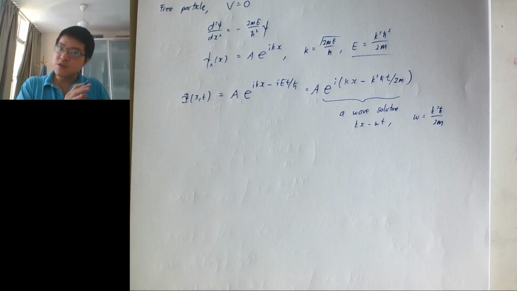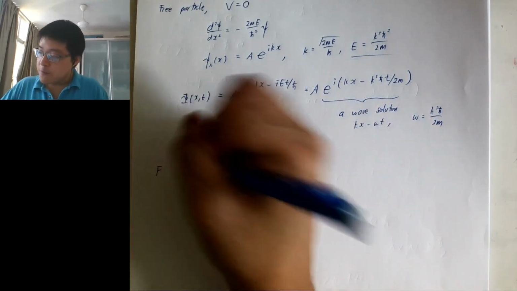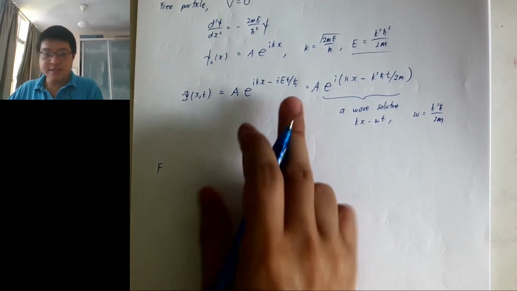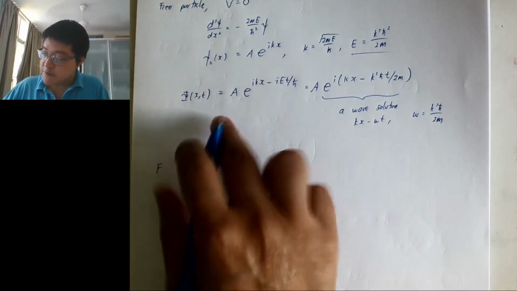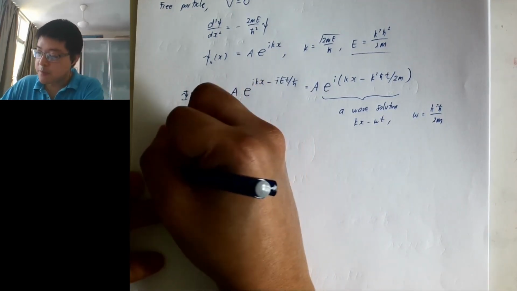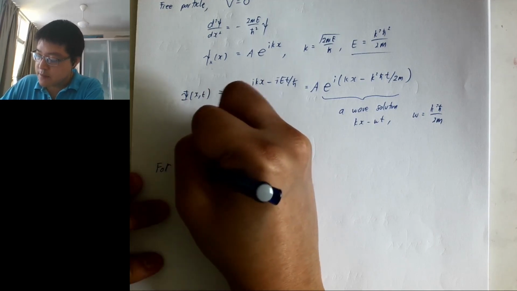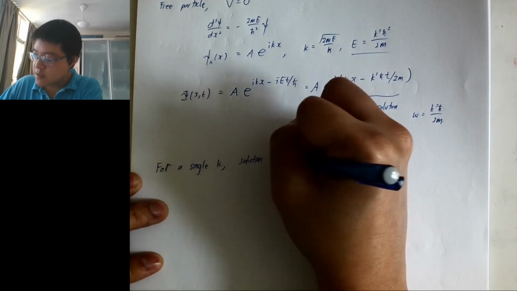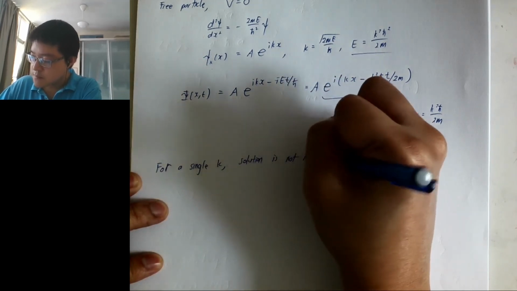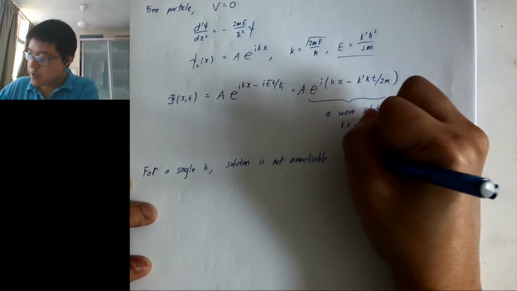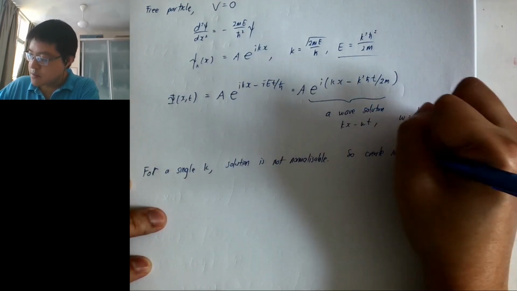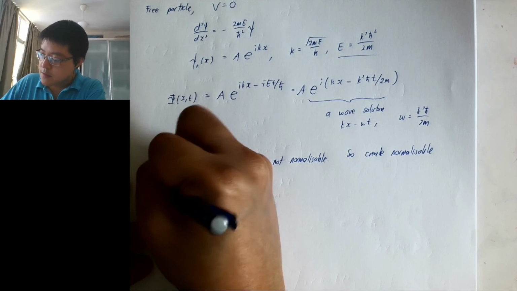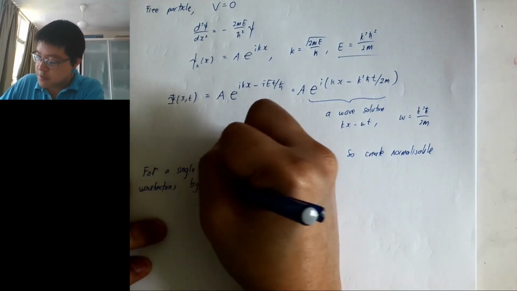Now, what was the situation that we encountered last time? When we got the wave function, normally what we try to do is normalize it, but when we try to normalize it, you cannot, it's infinity. So the problem is that for a single k, the wave function is not normalizable. So we create normalizable wave functions by superposition of various k.